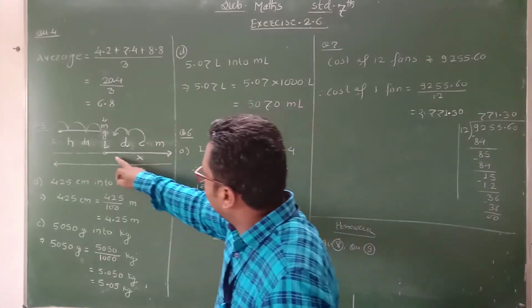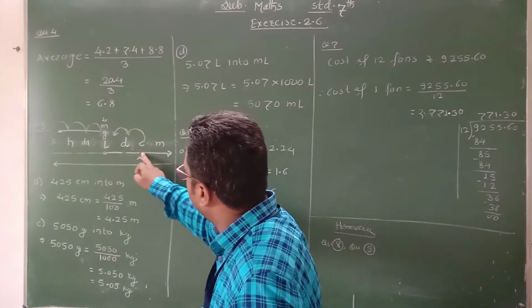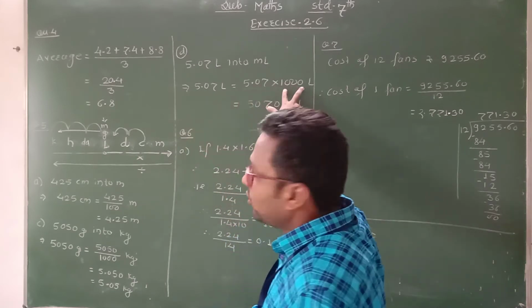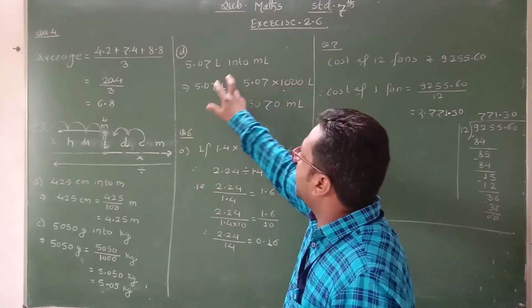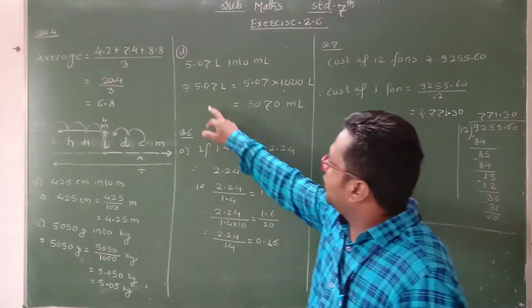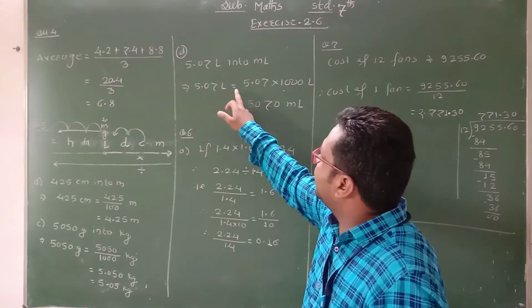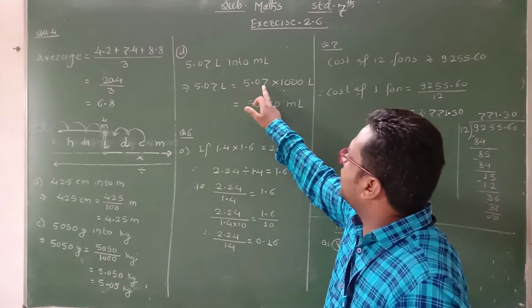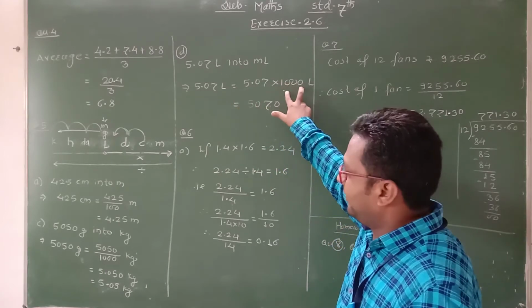Therefore, how many digits are we going? 1. How many places? 1, 2, 3. Therefore, we have to multiply by 1000 here, because we have to convert liter into milliliter. Clear? Therefore, 5.07 liter is equal to 5.07 multiplied by 1000.